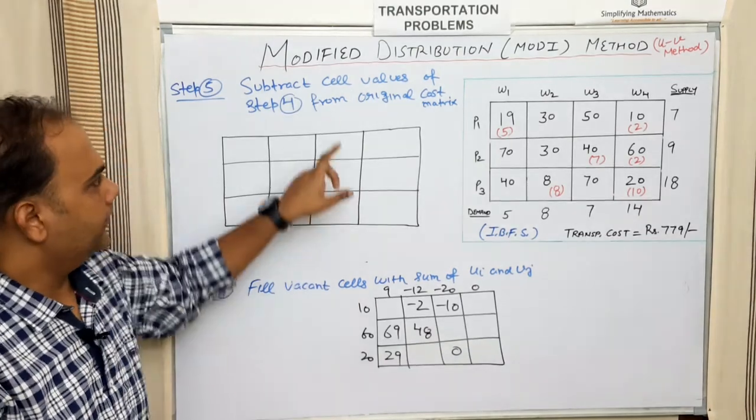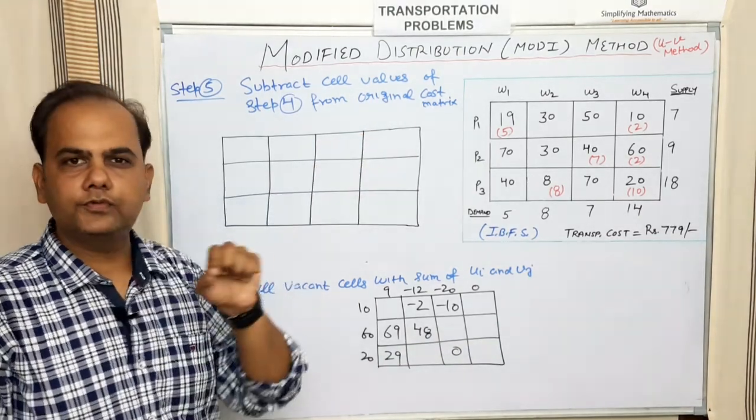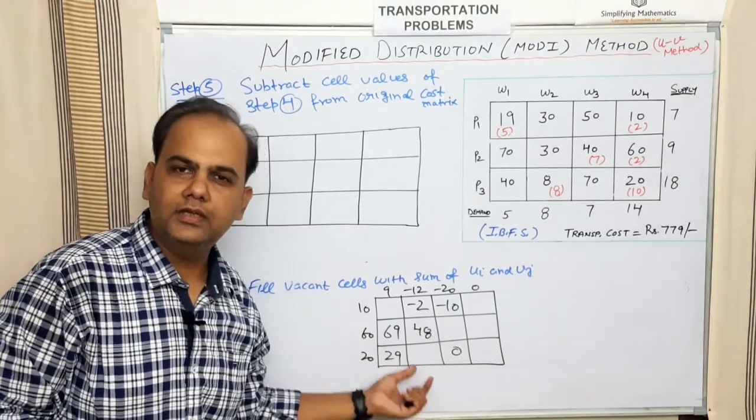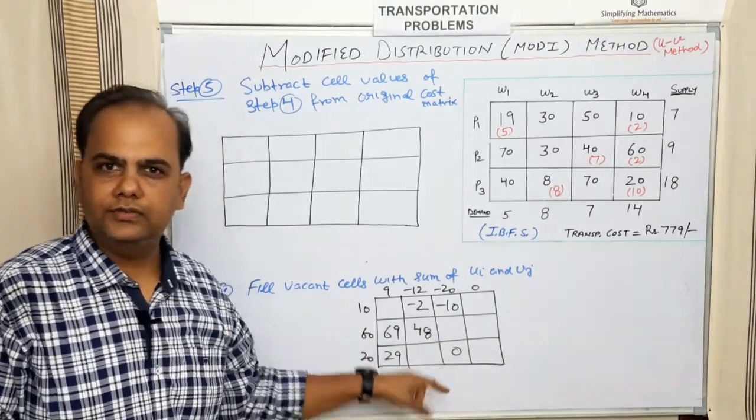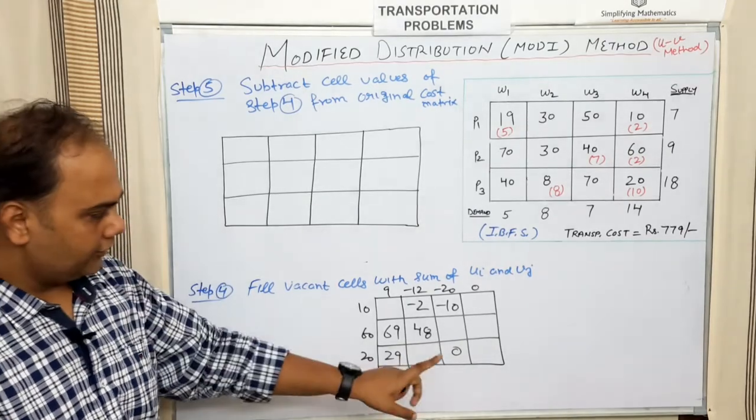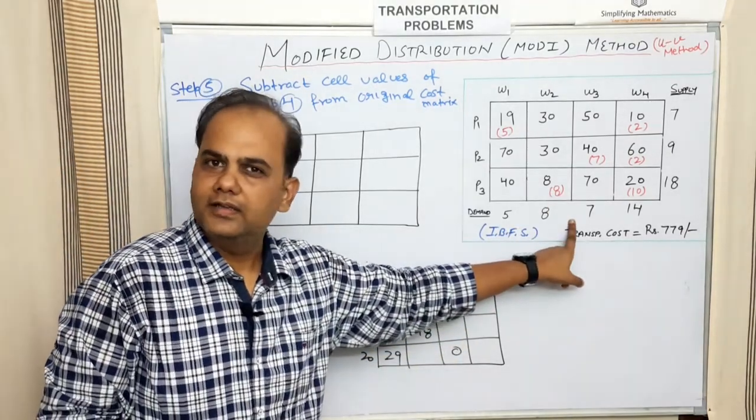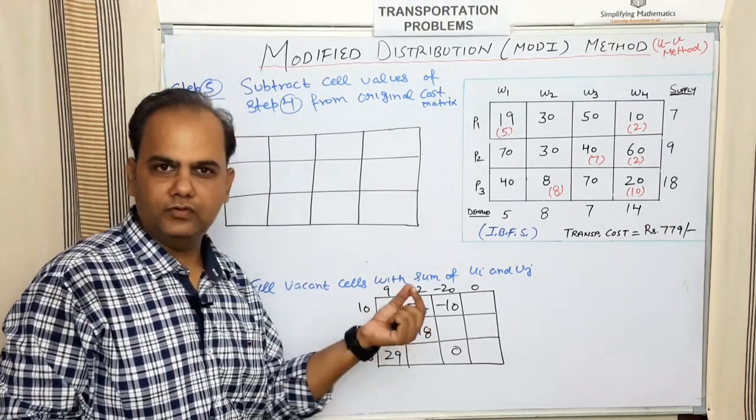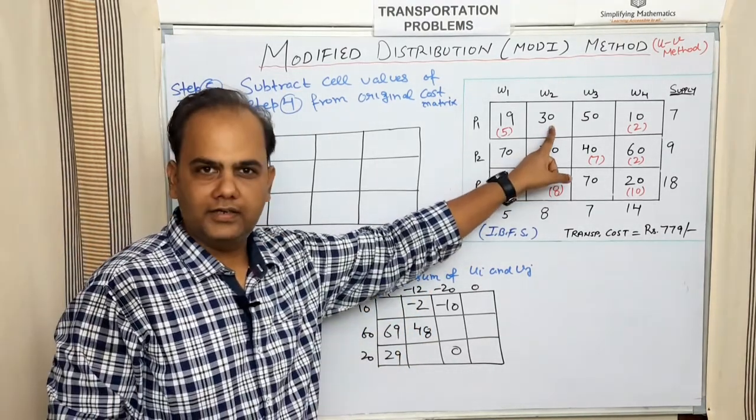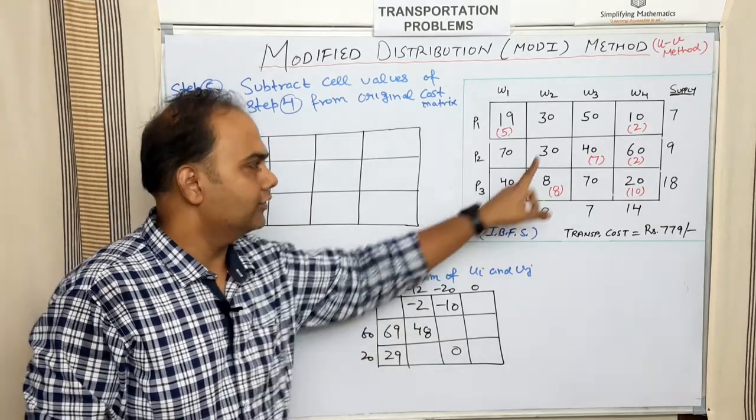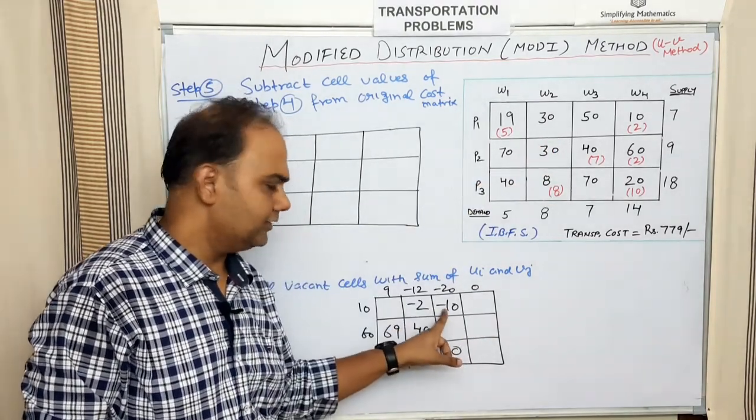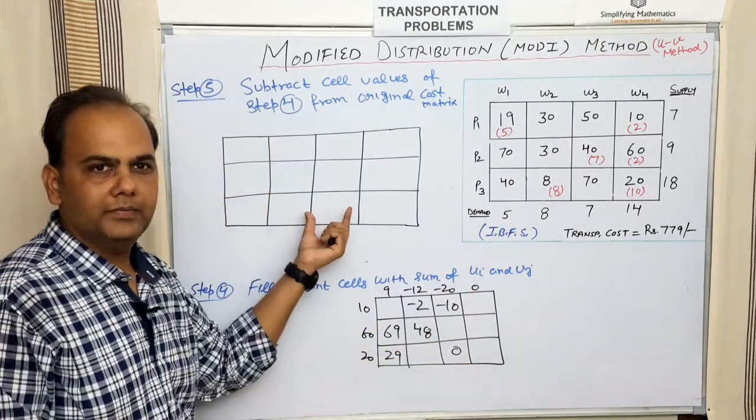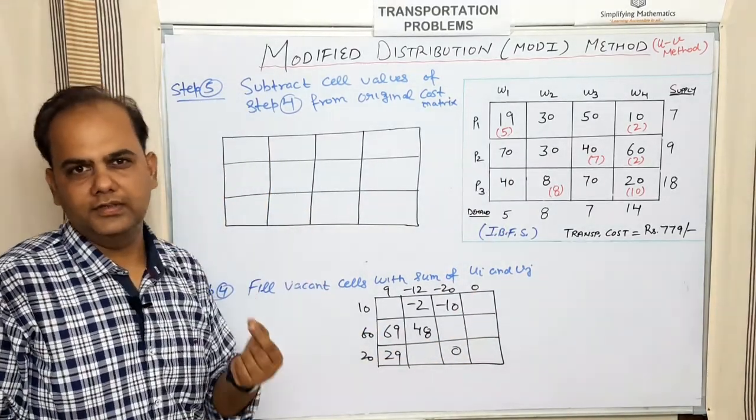Now the next step is to subtract the cell values of step 4 from the original cost matrix. So these values of step 4, you should subtract from the original cost matrix. Now what is our original cost matrix? This is the original cost matrix. Now corresponding to this value minus 2, the original cost is 30. So you subtract minus 2 from 30. So similarly subtract minus 10 from 50. So you have to write these values in this matrix.